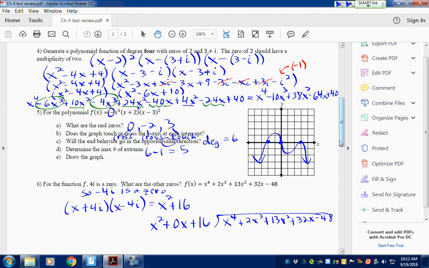Let's get it started here at least. Don't forget your placeholder. X squared goes into x to the fourth 1x squared times. Distribute the x squared, you get x to the fourth plus 0x cubed plus 16x squared, and then we're going to put parentheses around that and subtract it.